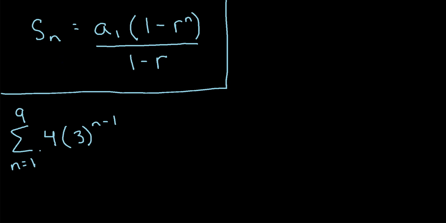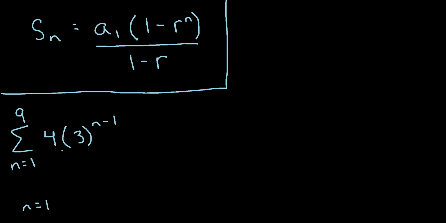So let's check out this first example. Let's say we want to find the sum from n equals 1 to 9, remember this symbol just means sum, of 4 times 3 to the power of n minus 1. To use this formula to actually calculate the sum of the series, it helps if we can list out the first few terms in the series. So n equals 1, let's find the first term.